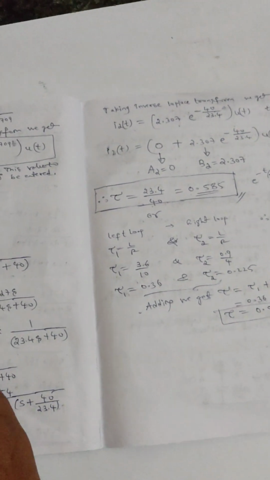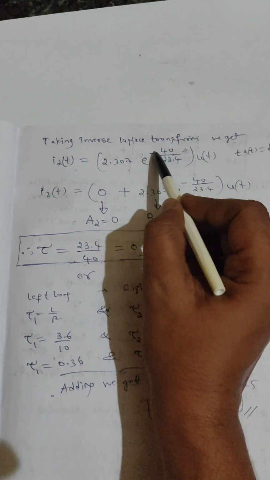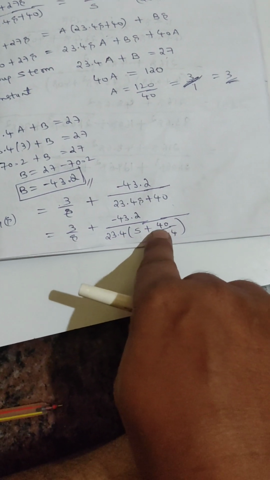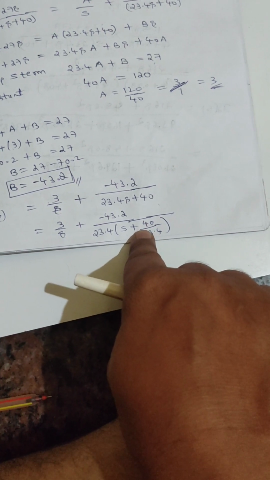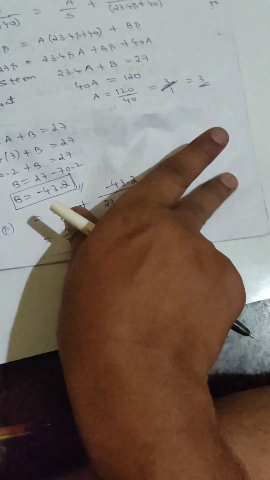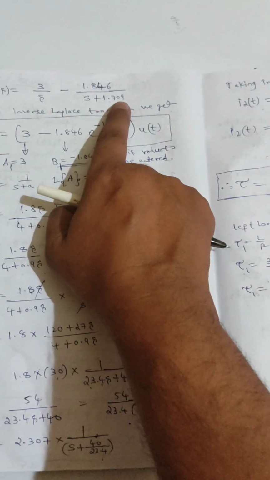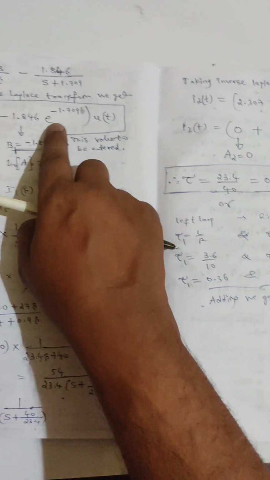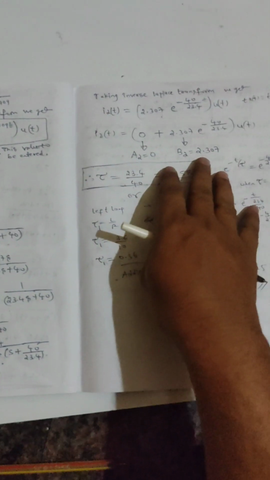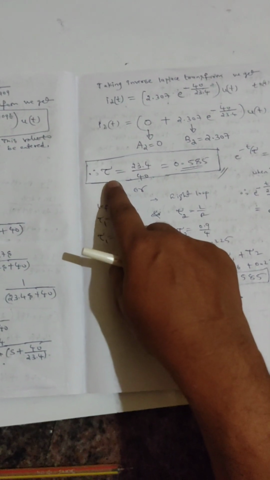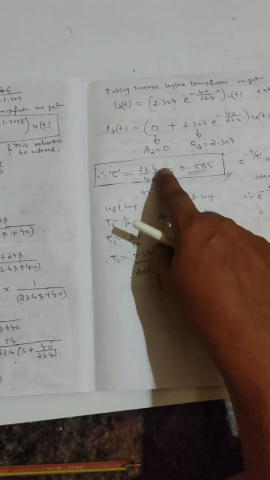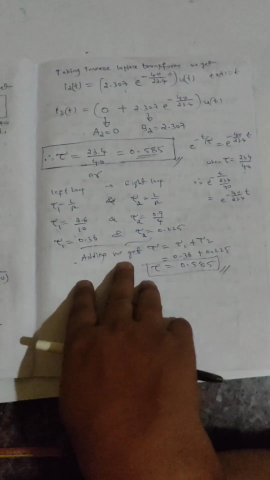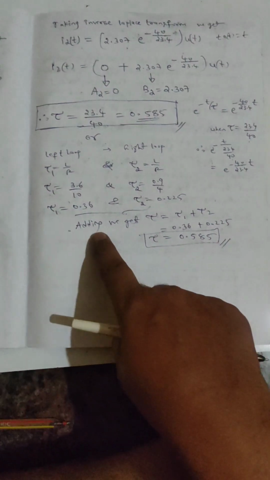See, you see in both equations. In the i2 equation, e power minus 40 by 23.4. Here also you will get the same thing, 1 by (s plus a). If you take the Laplace of this, you will get e to the power of minus 40 by 23.4 only. But the value written here is 1.709. What is this value? This ratio 40 by 23.4 is this one. So in both i1(t) and i2(t) we have the same value of tau, that is 40 by 23.4. So the overall tau is 0.585. So this is called a shortcut for finding the time constant.